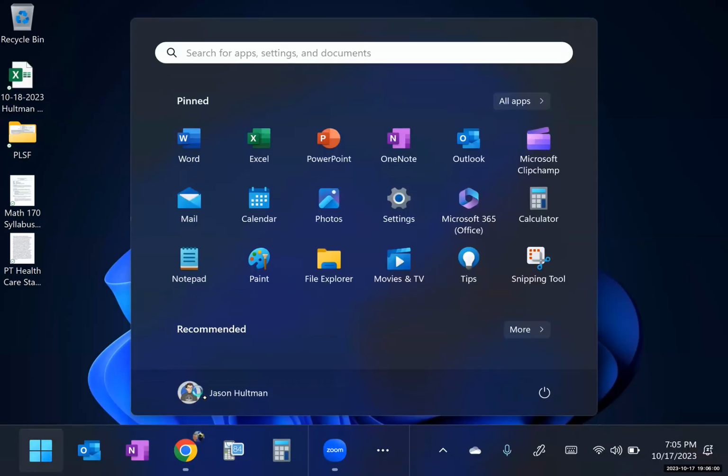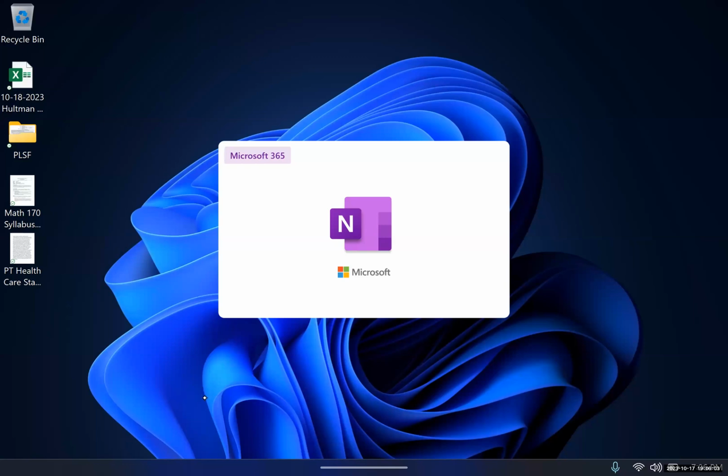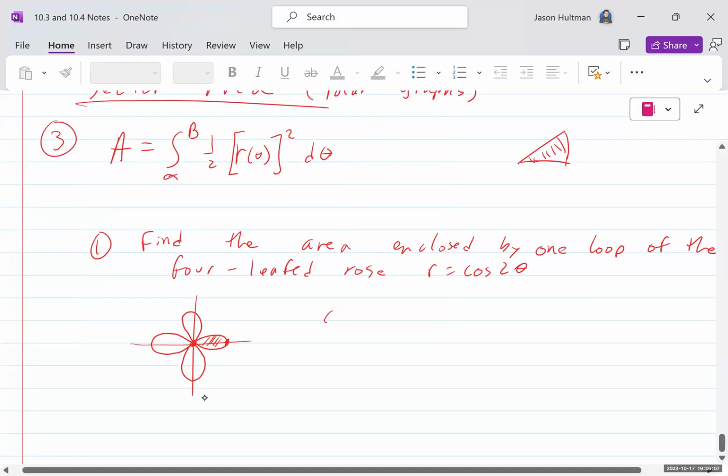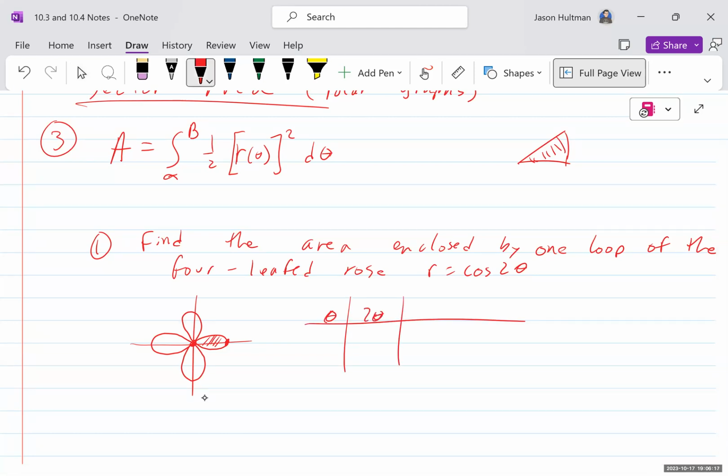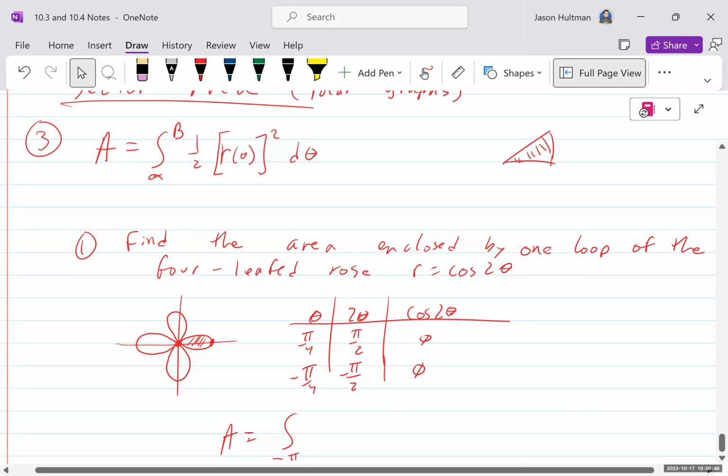Great. And of course, it got rid of my table, which is great. So much work. 2 theta. Pi over 4. Pi over 2. 0. Negative pi over 4. Negative pi over 2. 0. Boom. There's my zeros. Okay, so we're going to say that the area is going to go from negative pi over 4 to pi over 4.